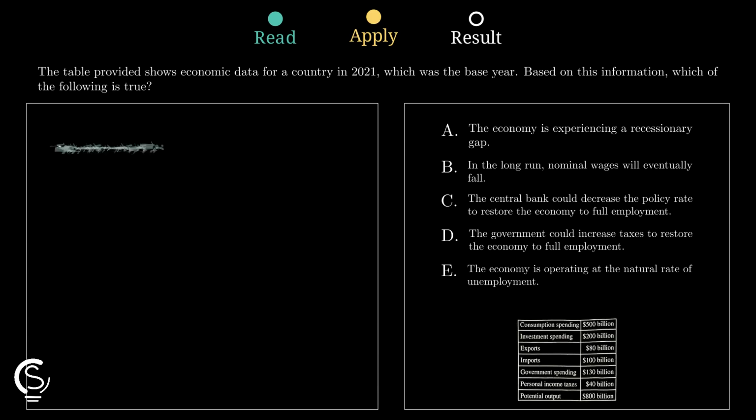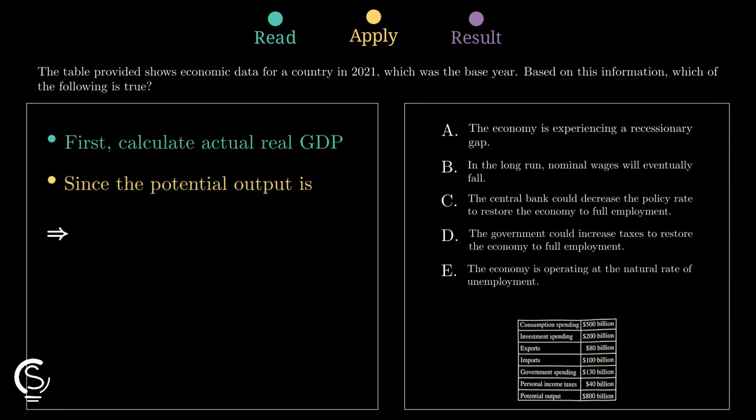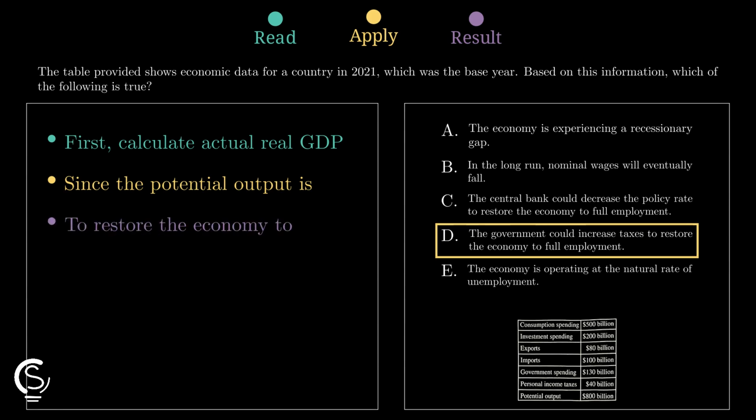Next, compare that to the potential output of $400 billion. Because actual GDP is higher, the economy is facing an inflationary gap. We need a contractionary policy to fix this. To restore full employment, the government must reduce spending or increase taxes. This makes option D the correct choice for our final answer.